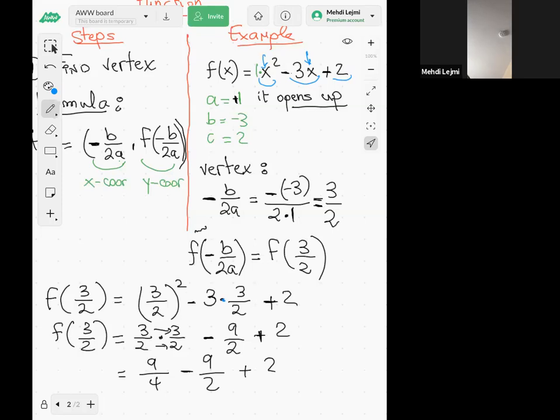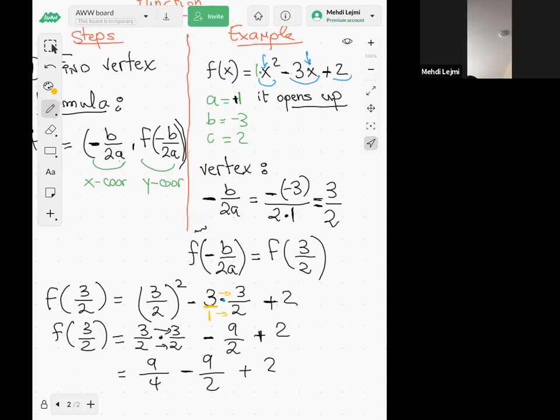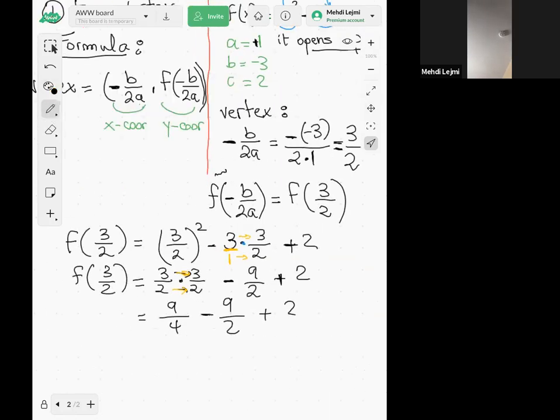And then I was saying, this 3 times 3 over 2, you multiply a whole number by a fraction. So I'm just dividing the 3 by 1 so I can make it a fraction, and then you can multiply straight across: 3 times 3 would be 9, and 1 times 2 would be 2. You see what I'm saying? And then there's this 3 over 2 squared, that would be 3 times 3 and 2 times 2, so 9 over 4. So I end up with 9 over 4 minus 9 over 2 plus 2.